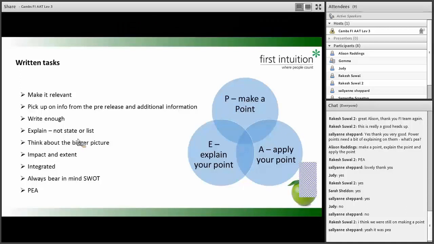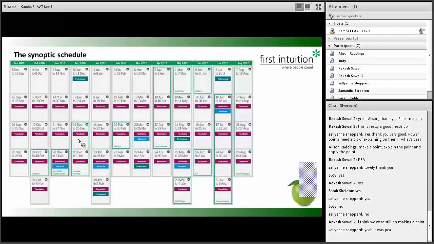So how would they implement it? What would their benefits be from implementing benchmarking? Make a point, explain a point, and apply a point is really useful to make sure you write enough. So hopefully that's beneficial. The next couple of slides I have are just to talk about the Synoptic Schedule.